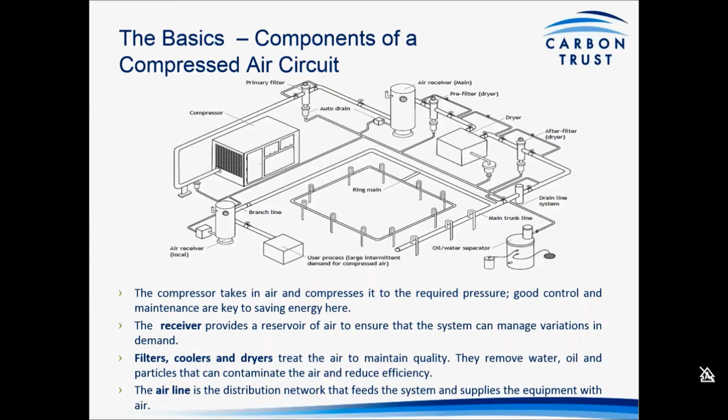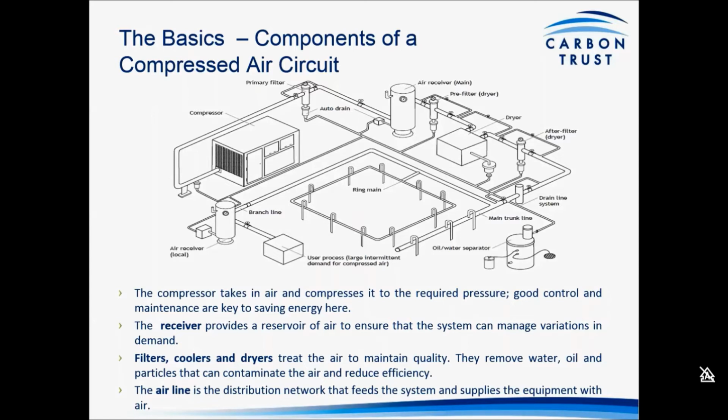So the basic components of a compressed air circuit: the primary component is the compressor, which does what it is called. It takes in air at atmospheric pressure and then raises that pressure. The main areas for savings with the compressor are always going to come under good control and maintenance of that compressor. Once the air has been compressed, it then moves into the receiver, which is basically just a reservoir that helps the system to manage any variations in demand.